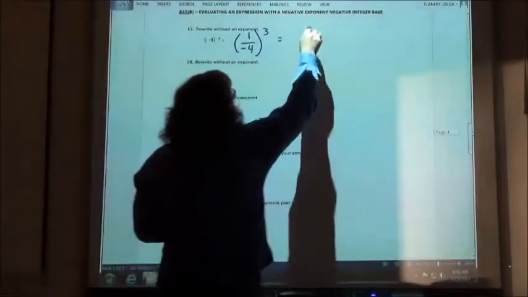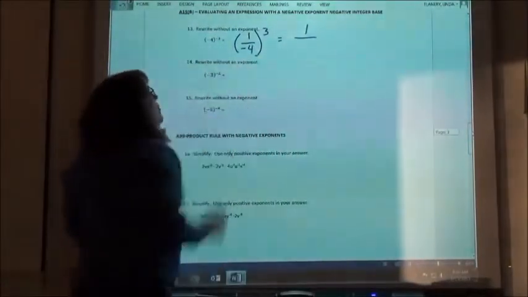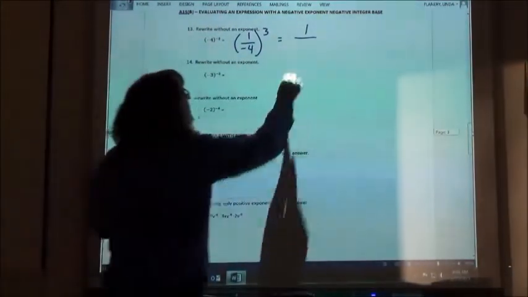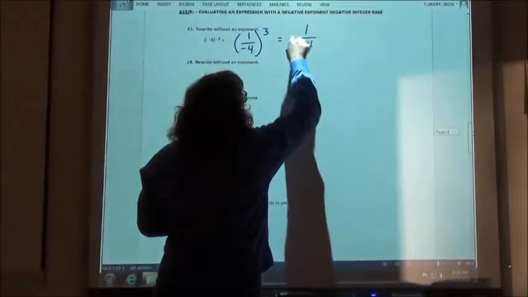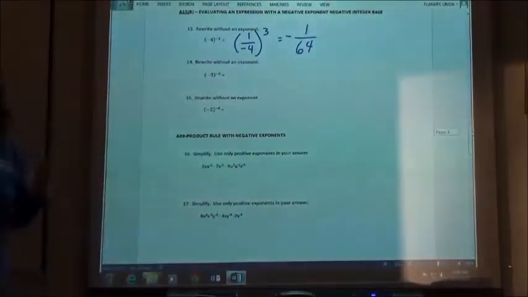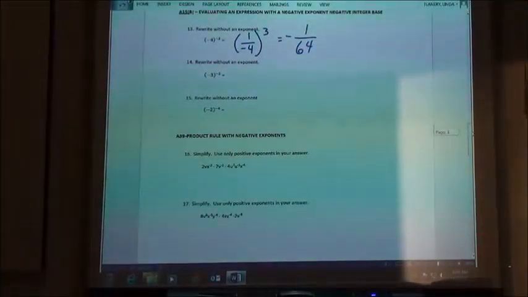1 cubed is still 1. Negative 4 to the 3rd power would be negative 64. We know on our final answer they're going to want the negative out in front instead of on the bottom, so negative 1/64 would be my answer.